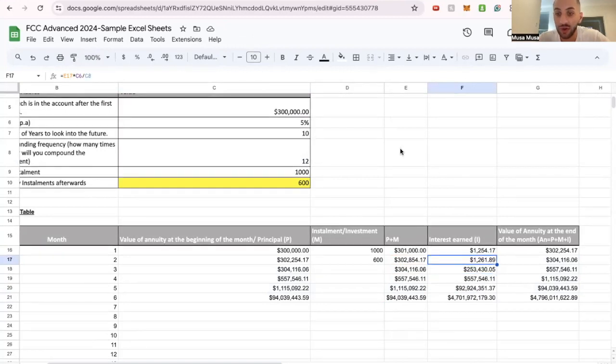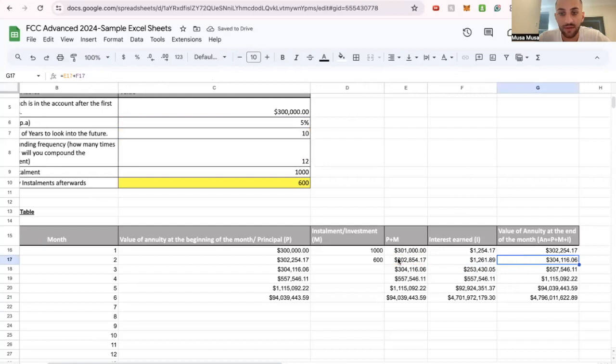So what you have to do when you come back to here is what we should have done is we should have fixed this C6. We should have fixed that so it always uses 5%, and we should have fixed this so it's always 12. So we're going to go here and fix that. Then we're going to go here and fix that.